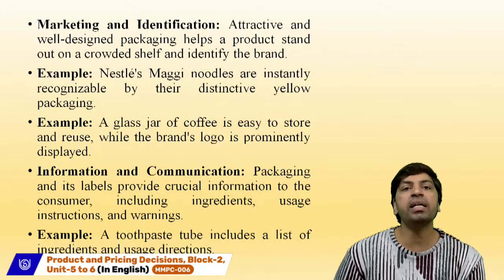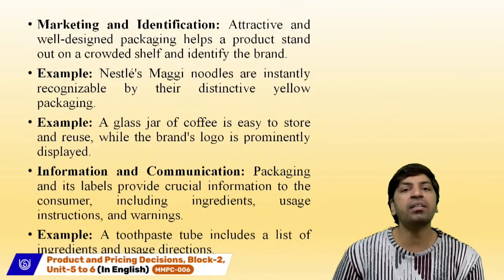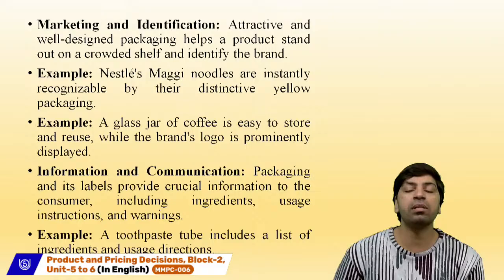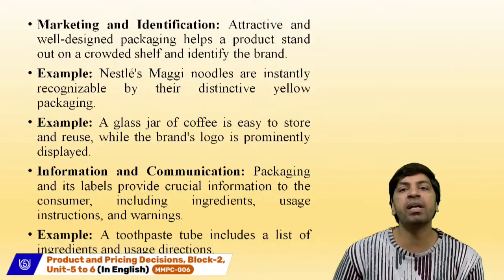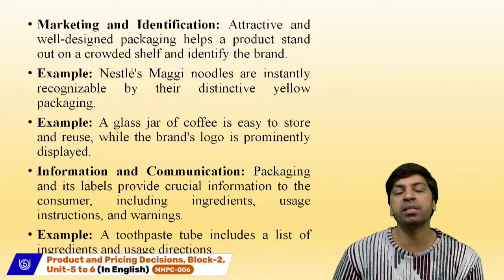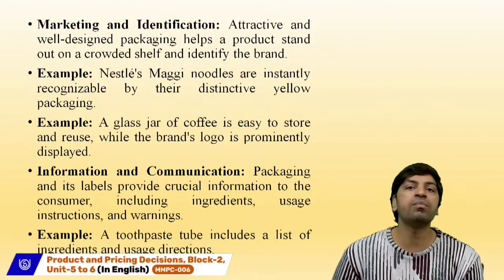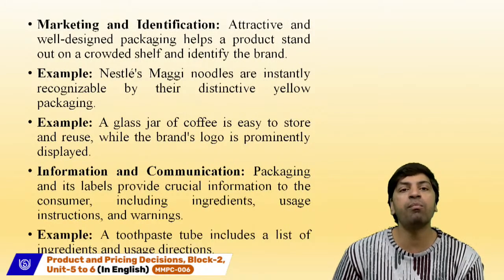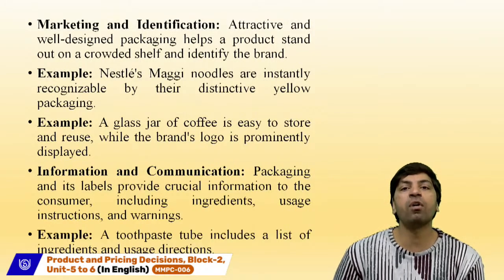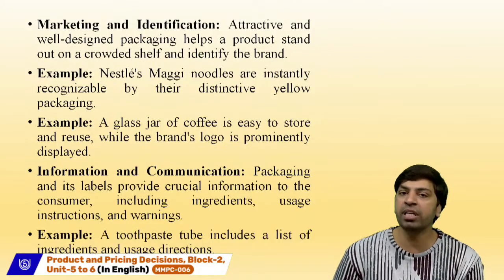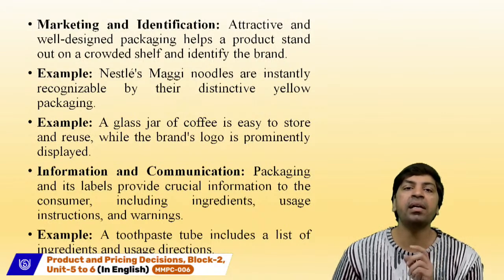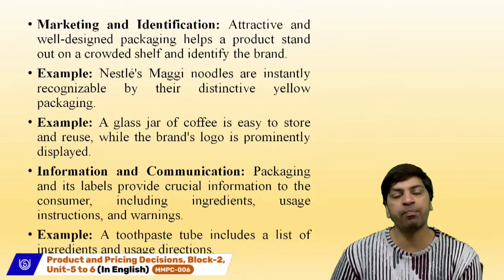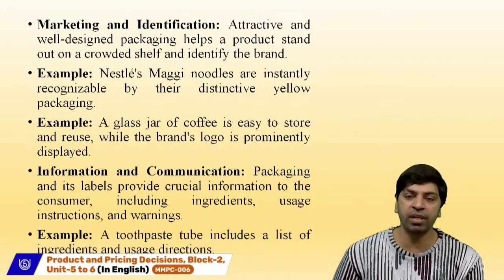Next is marketing and identification. Attractive and well-designed packaging also helps a product stand out in a crowded market and identify the brand. For example, Nestle Maggi noodles is recognized by every customer through its distinguished yellow packaging. A glass jar of coffee is easy to store and reuse, while the brand logo is prominently displayed on that glass jar of coffee.